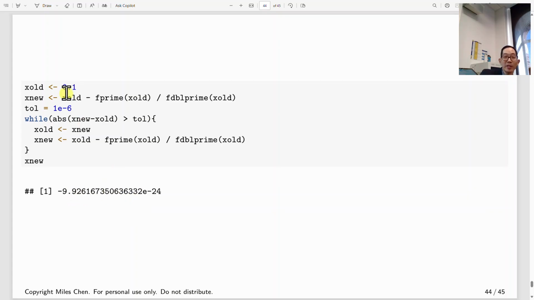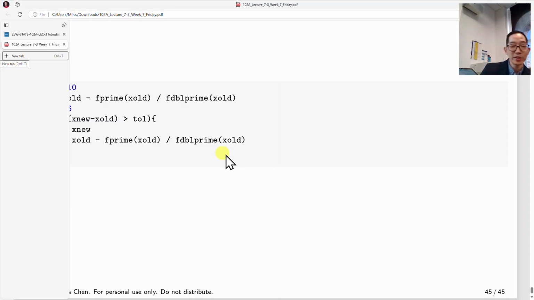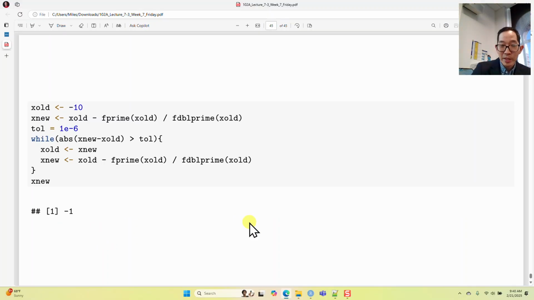Okay, great. Here I start off at 0.1 and it finds approximately 0, 10 to the minus 24. If I start off at -10, it gives me -1. So that seems to work. Let me just show you.